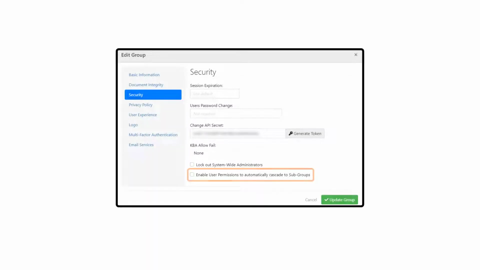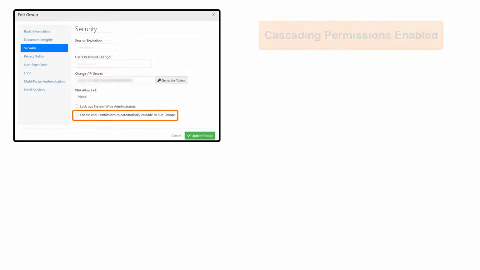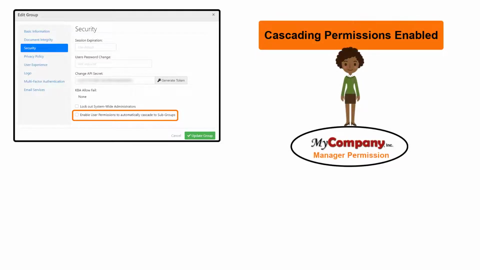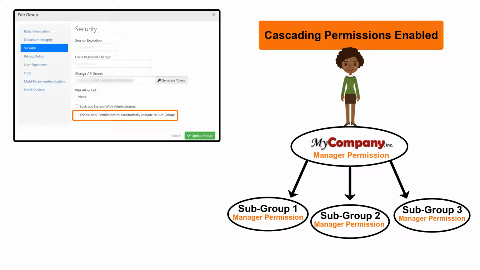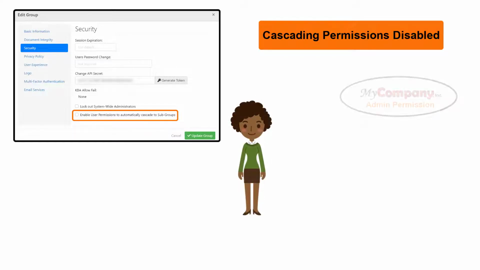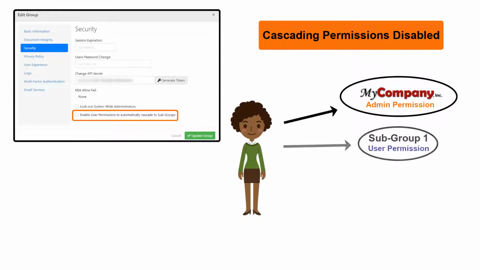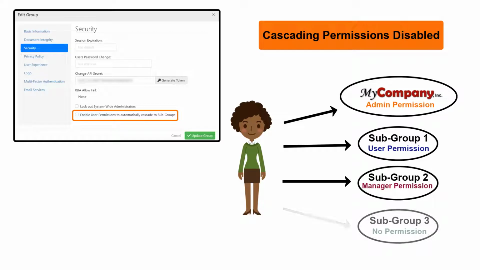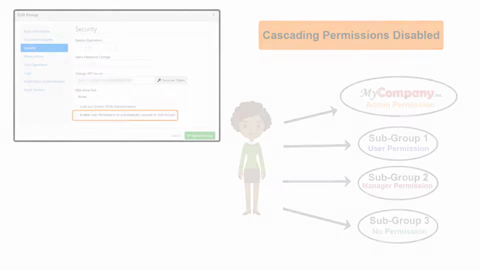If a group has Enable User Permissions to automatically cascade to subgroups enabled, once a user is given permission to the top level or parent group, the user will have the same permissions to any of the subgroups under the parent group. If the Enable User Permissions to automatically cascade to subgroups is not enabled, the explicit permissions to each group and subgroup will need to be applied to a user's account.